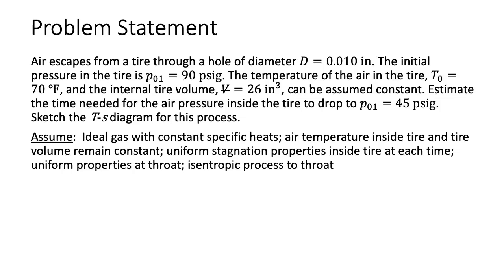For this problem, we will first assume that the air in the tire is an ideal gas with constant specific heats. Second, we assume the air temperature inside the tire and the tire volume remain constant. Third, we assume uniform stagnation properties inside the tire at each time. Fourth, we assume uniform properties at the hole, or throat, and that the process is isentropic up to the hole. Note that we did not assume steady state because this is a transient process.